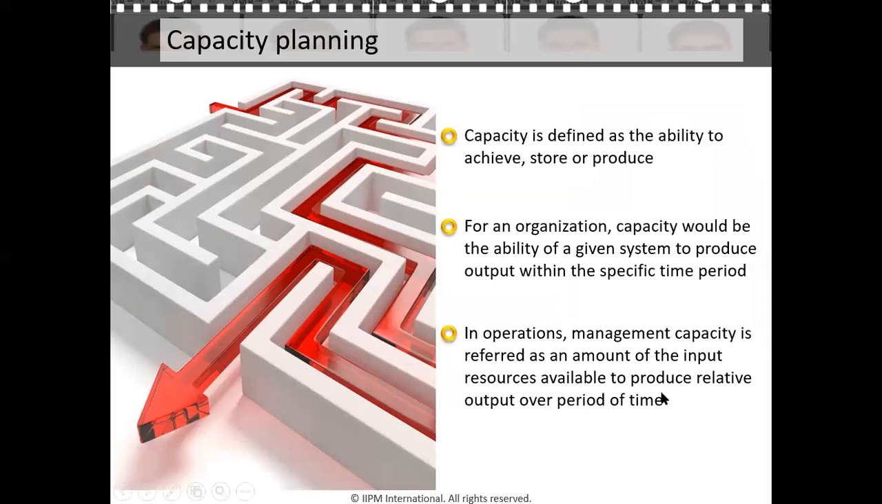Now, I think this is the area I was trying to explain. Look at this very well. Capacity is defined as the ability to achieve, store, or produce. Just look at the definition very well. For an organization, capacity will be the ability of a given system to produce output within the specific time period. Time period. We are in an era where impatience has replaced patience. So when you tell a customer you will get it tomorrow, don't ever try to bargain it. Don't try to change it.